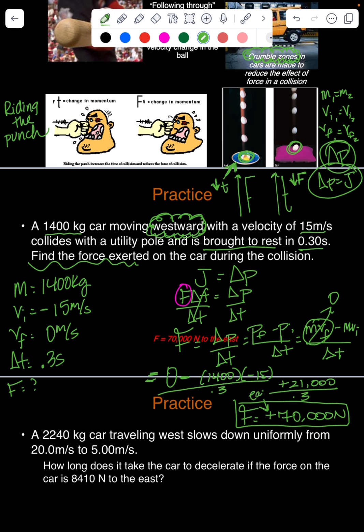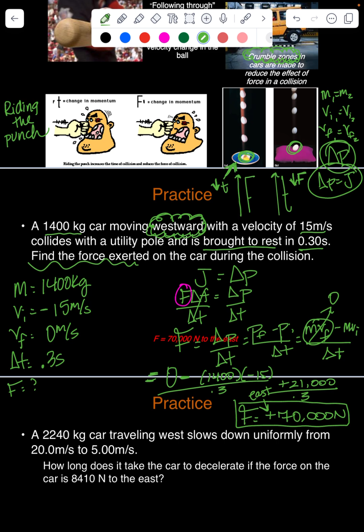And that plus tells us that that force is going in the positive direction. It's going east. All right, we were told that our car was traveling west whenever it ran into the utility pole. So in order to bring that car to rest, that utility pole had to exert a force that was going in the opposite direction, which is east.